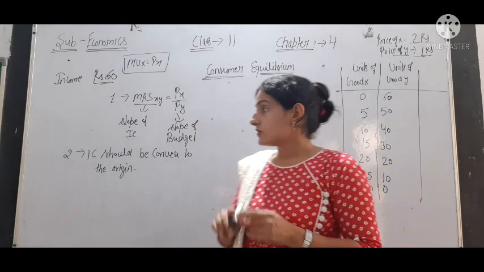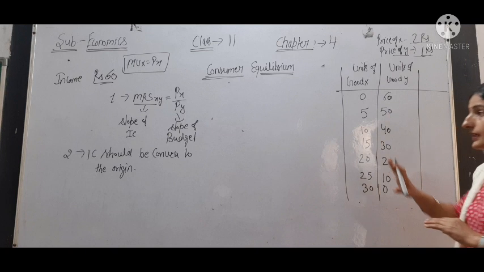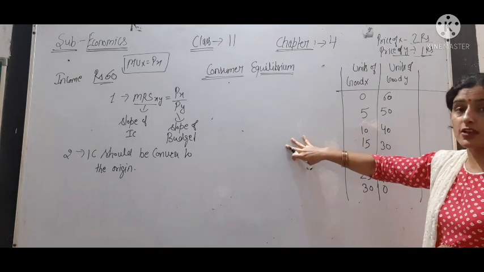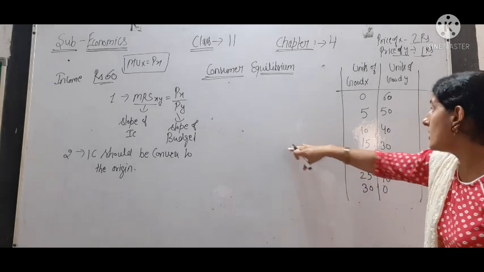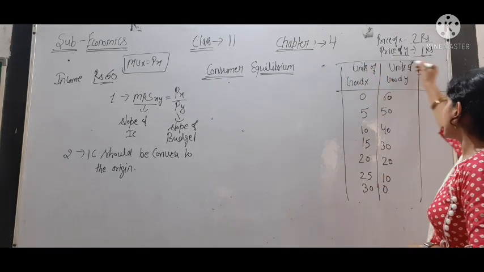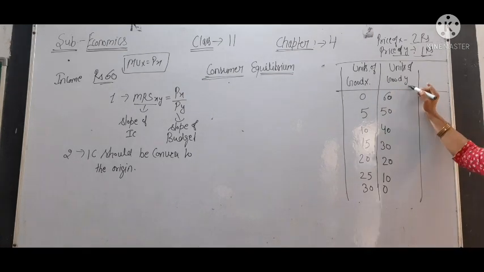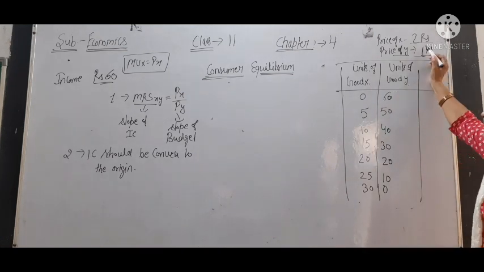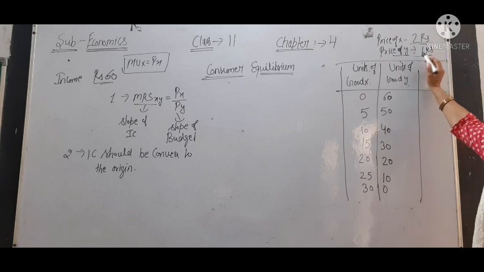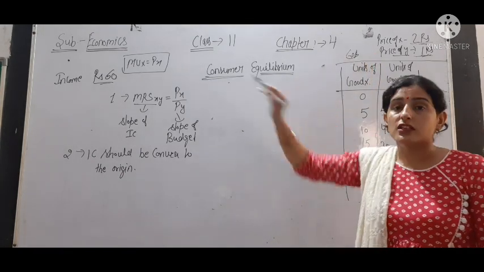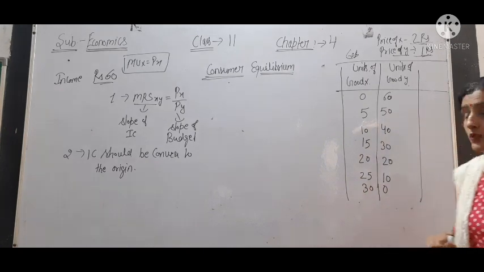Now we will talk about the table. These are the two conditions that should be satisfied in consumer equilibrium in ordinal analysis. So look at the table. We are given units of good X and units of good Y. As price of good X is 2 rupees per unit and price of good Y is 1 rupee per unit, the consumer budget is given, that is 60 rupees, income of the consumer is 60.